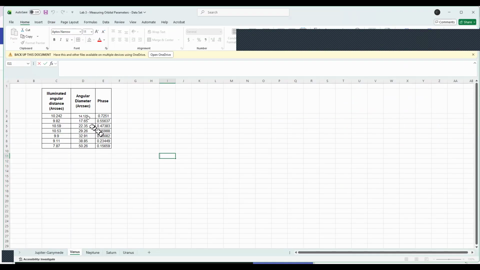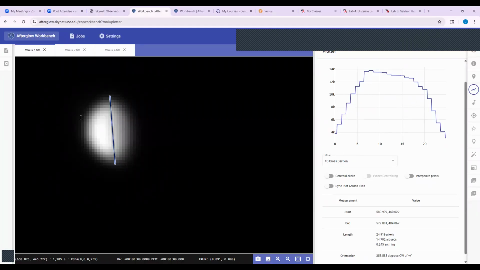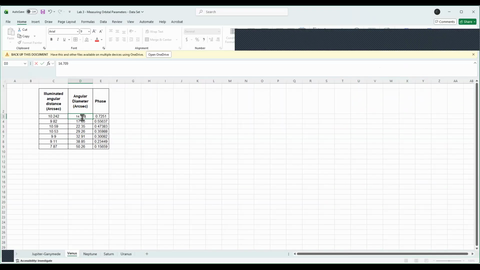Then you go back here, 14.7. Let's see, 14.7 or 7.2, yeah, 7.2. You don't need to be more meticulous. Just one number after the decimal point is good enough.